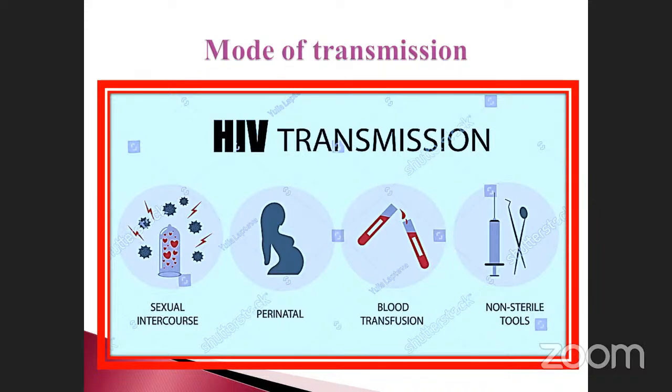And the last one is called non-sterile tools. When you go to the hospital, in ancient ages, a single syringe was used for many people. But nowadays they use disposable syringes. In the previous category, only one syringe and one needle were used for 20 to 50 persons. So these are the transmissions. HIV transmission is done by these things.